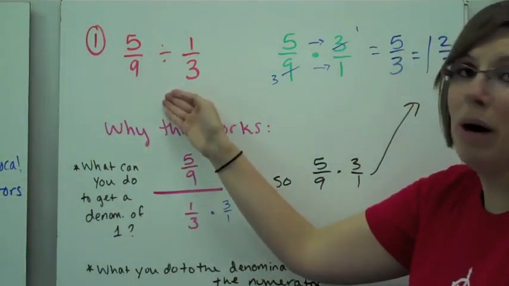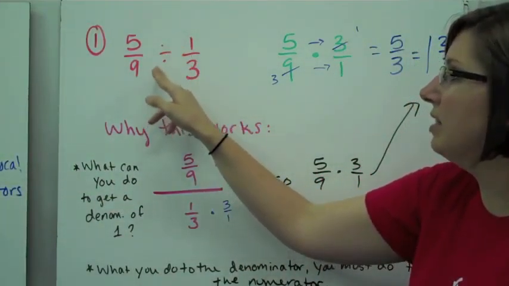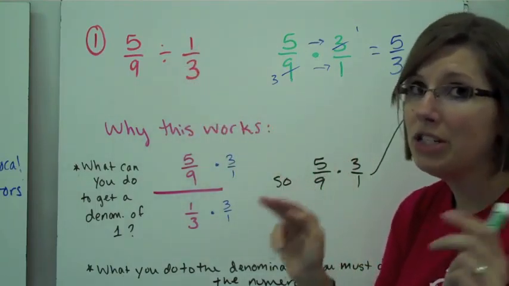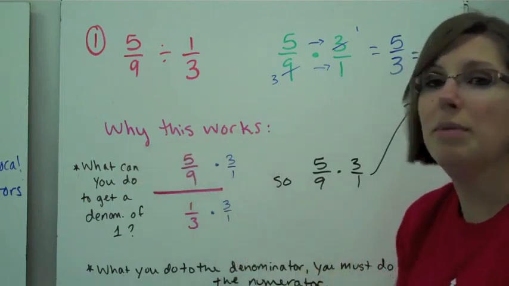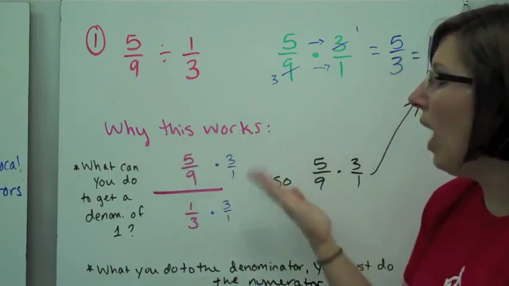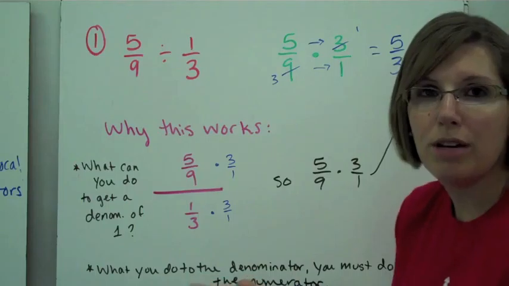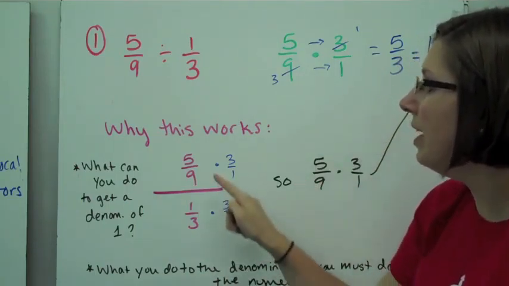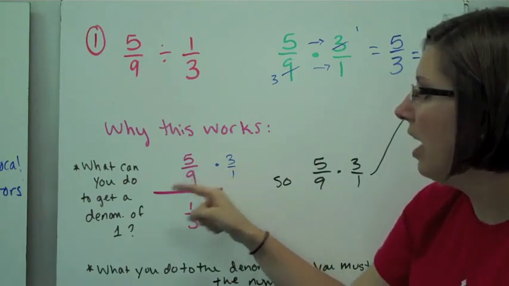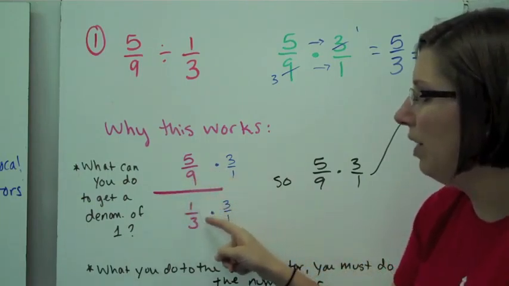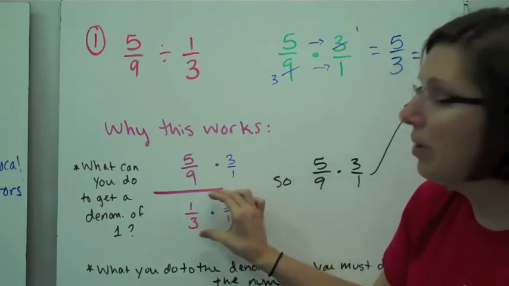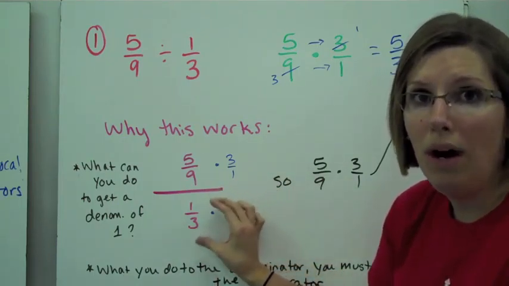So if we have a problem like 5/9 divided by 1/3, we would keep, change, flip, which are the steps that I just said. Why does this work? Why does keep, change, flip work for division of fractions? Well, if you think about it, you've got 5/9, and that's being divided by 1/3. So I need to ask myself, how in the world can I get a denominator of 1 down here?